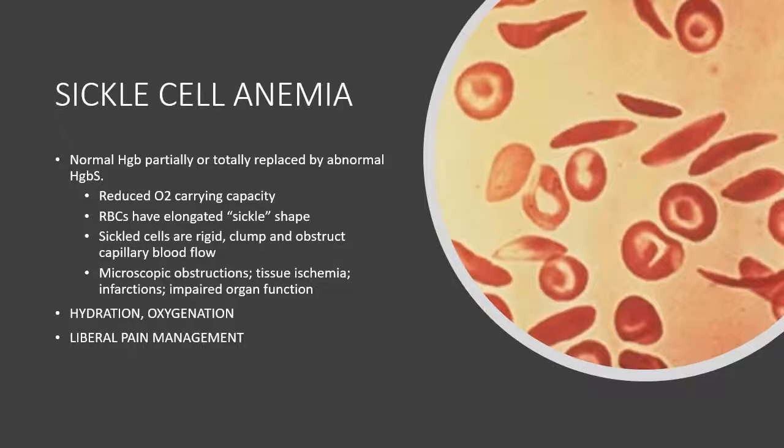Acute exacerbations will vary in severity and frequency, and these are called sickle cell crises. And again, these are triggered by things like dehydration, infection, physical or emotional stress, or exposure to cold.